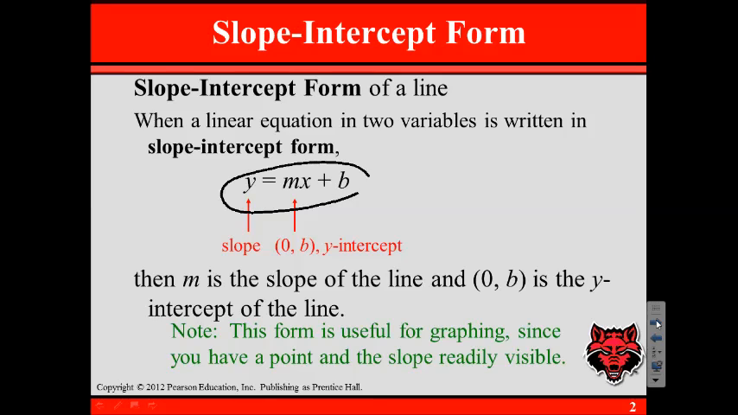Y equals mx plus b. Essentially, it is a form of the equation where y is by itself on the left-hand side. This is a very useful form for graphing because we have one point, the y-intercept, already visible, and the slope is ready to use.